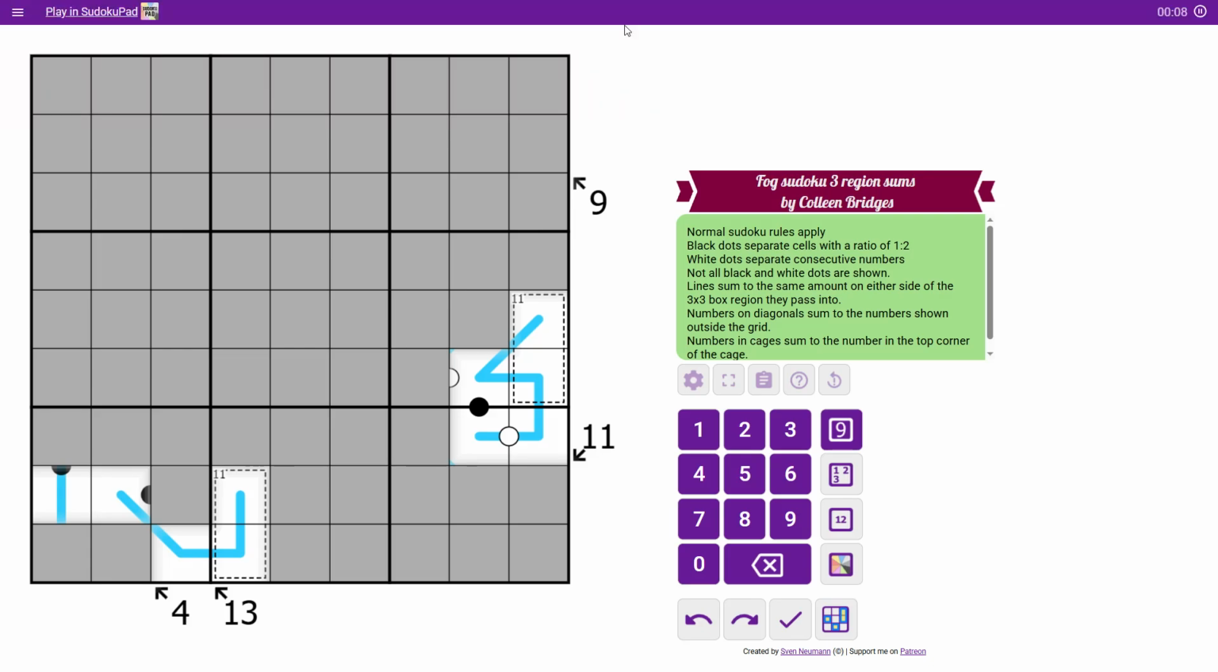Hello, this is number 3 in my Fog of War series that I'm making. This one teaches you how to do region sums, which are these blue lines here.